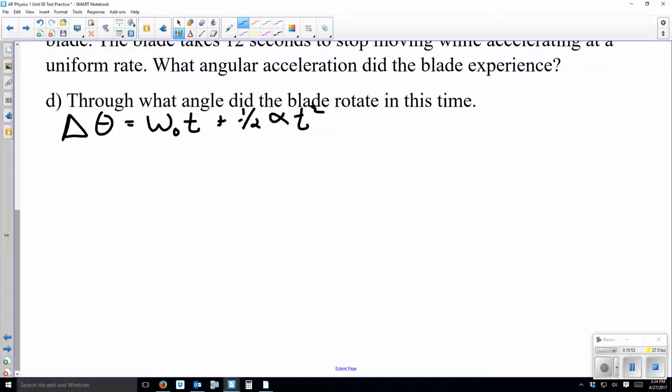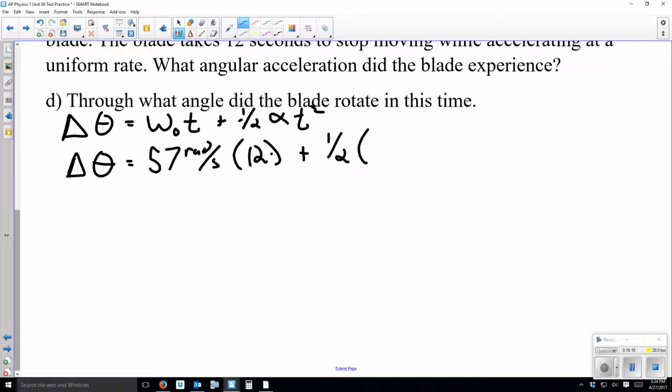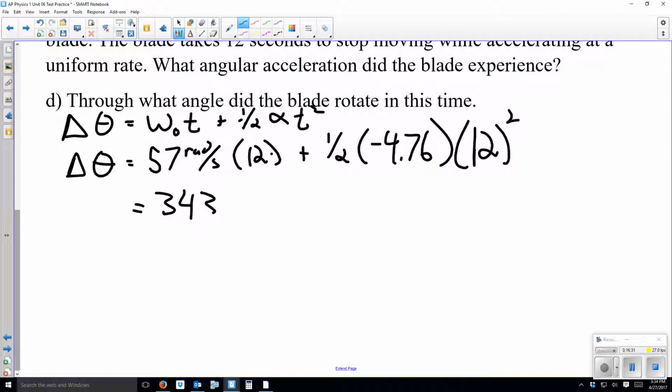My initial speed was 57 radians per second. The time it took was 12 seconds plus 1/2. My acceleration, we said, was the negative 4.76, and this is where the negative becomes important. If I put positive, that means I'm speeding up, and I'll get the wrong answer here in this situation. Again, the time is 12 seconds, so we'll square it. Doing that algebra out, I ended up with an angle of 343 radians. And again, because I used radians per second here, I end up with an answer of radians.